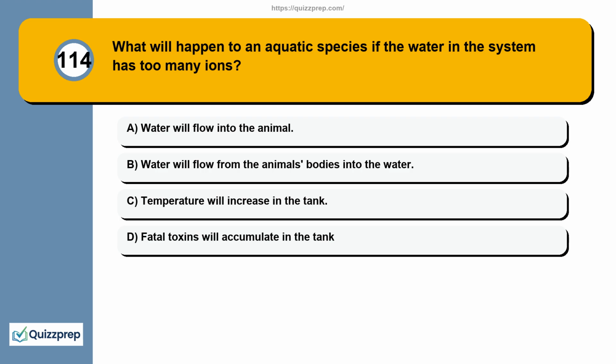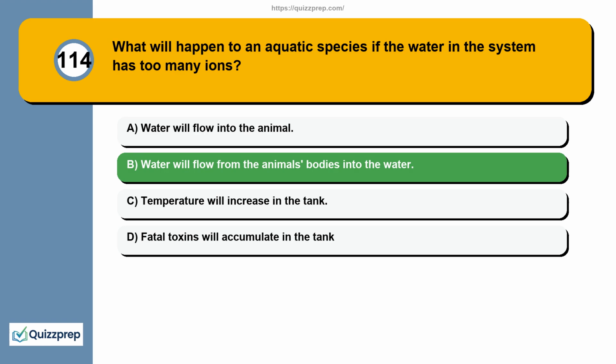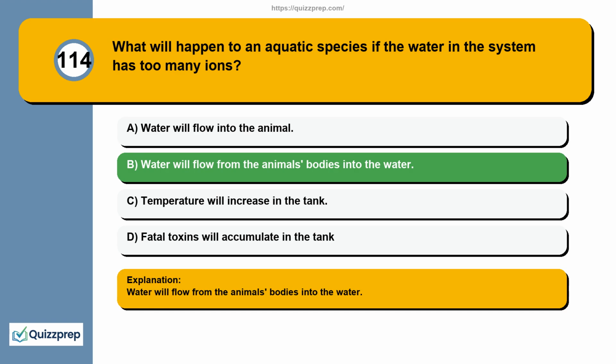Question 114. What will happen to an aquatic species if the water in the system has too many ions? Option A, water will flow into the animal. Option B, water will flow from the animal's bodies into the water. Option C, temperature will increase in the tank. Option D, fatal toxins will accumulate in the tank. The correct answer is option B, water will flow from the animal's bodies into the water.